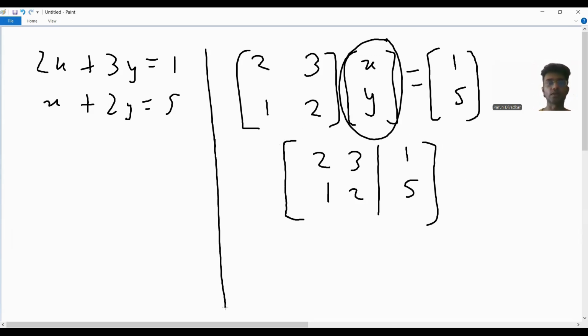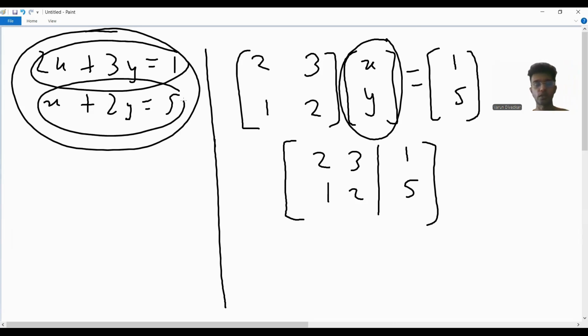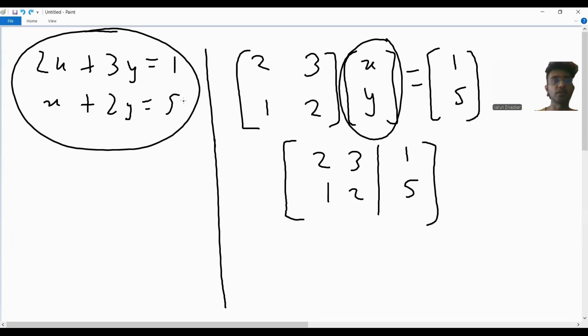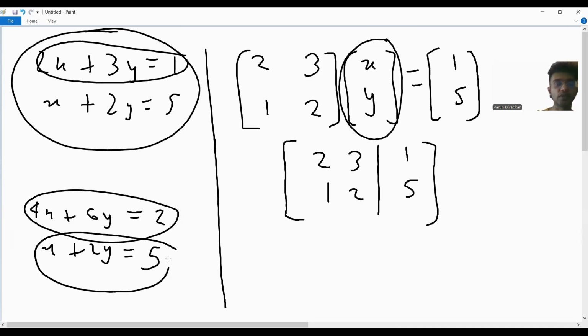Now let's look at this once again. The first equation is 2x plus 3y equals 1 and the second equation is x plus 2y equals 5. Suppose you multiply both sides of the first equation by 2. What do you get? 4x plus 6y equals 2. The bottom one remains the same, x plus 2y equals 5. Now these two are essentially the same set of equations. It's just that the first one has been multiplied by 2 on both sides, where 2 into 2 is 4, 3 into 2 is 6, and 1 into 2 is 2. So this is essentially the same equation as this one.